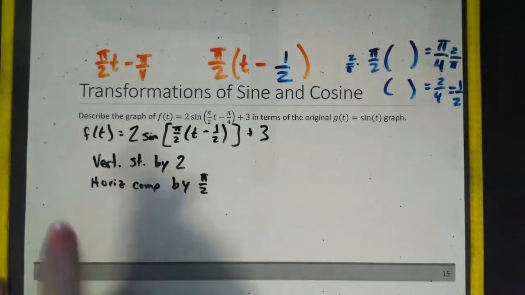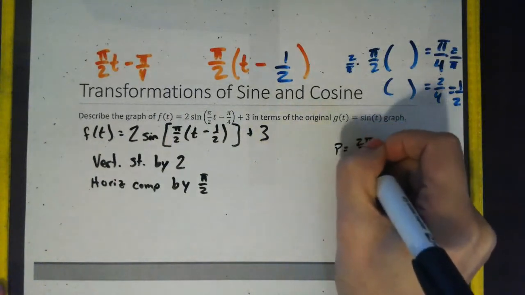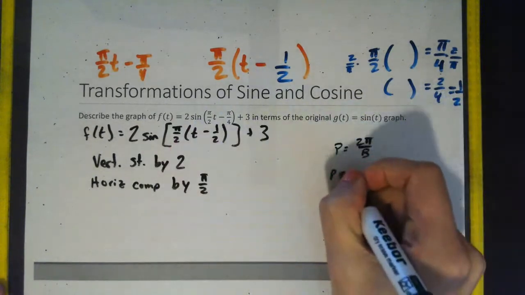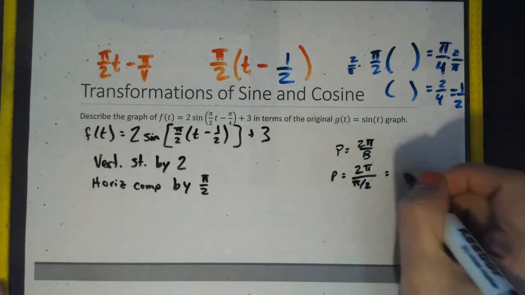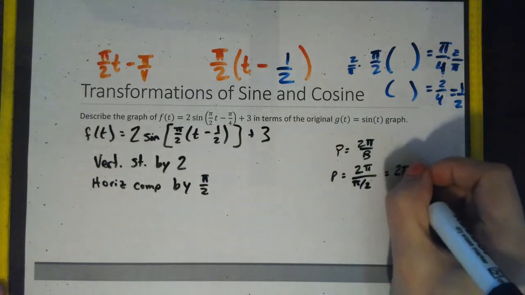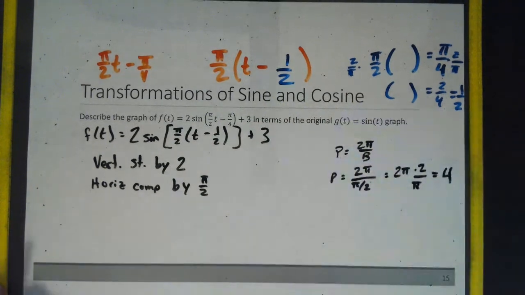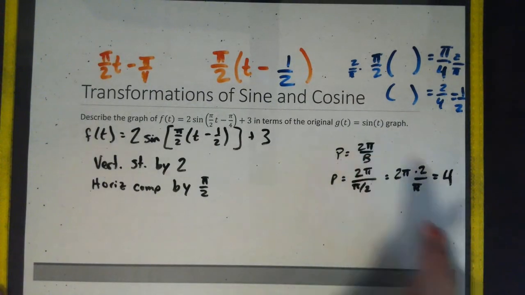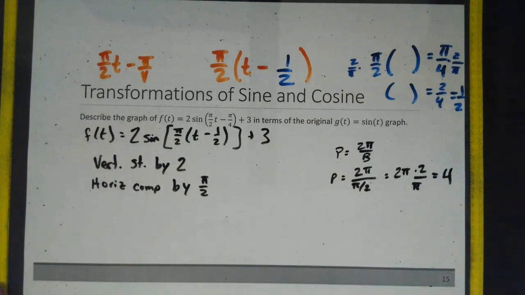This one might be kind of confusing, but if you remember that period equals 2 pi over b, our b value was pi over 2. So our period is 2 pi over pi over 2. If I keep change flip, that's 2 pi times 2 over pi, which is 4. The period is normally 2 pi, which is a bit bigger than 6. Now our period is 4, so it's gotten smaller. That's why it's a horizontal compression.